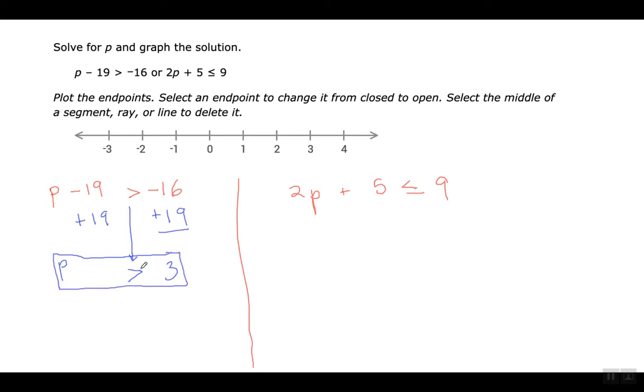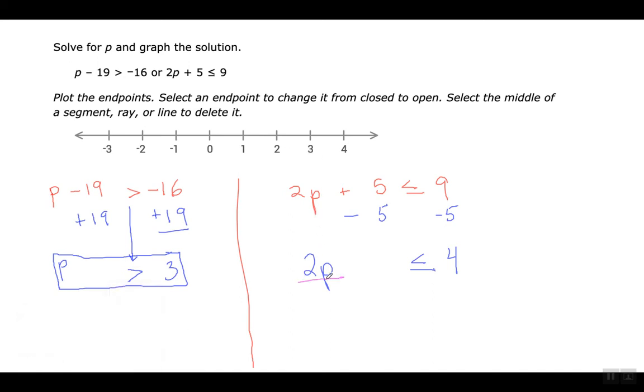Alright, so that's going to give you p greater than 3. Over here, remember, the number that's with the variable, I move last. First thing I got to move is the plus 5. El número que está con el variable se mueve al final. Primero voy a mover el 5 haciendo lo opuesto de sumar 5. Alright, so when I do that, I'm going to have 2p less than or equal to 9 minus 5, which is 4. Now to get rid of that 2, I divide both sides by 2.